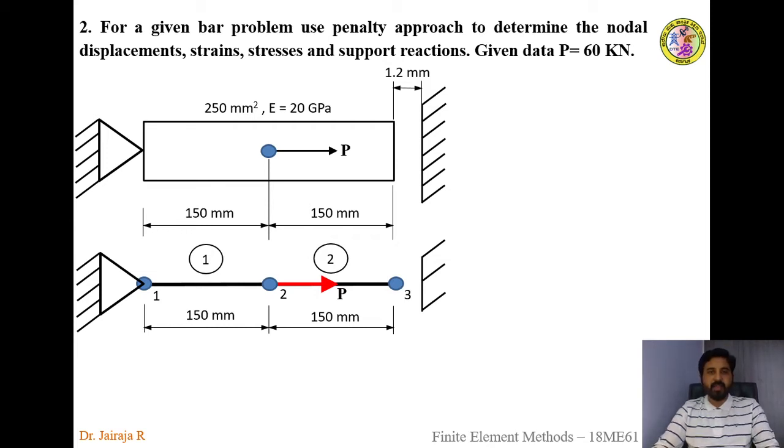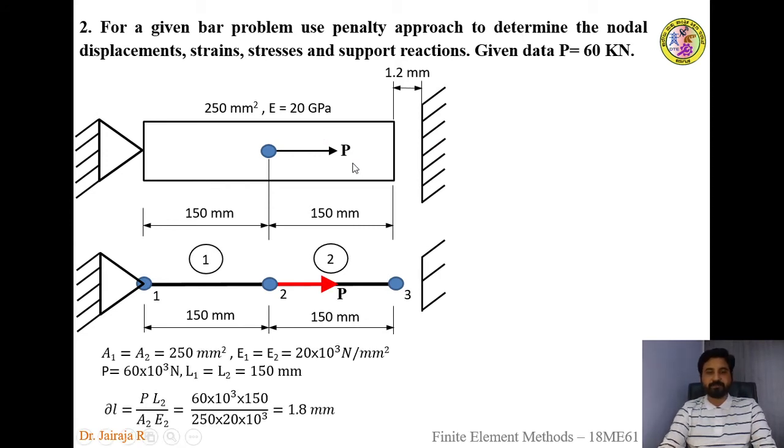First we need to find whether the tip of the bar is going to touch the wall or not. We know that the deflection delta L is equal to PL divided by AE. This is the equation to find the deflection of the bar. Here the load is applied at node 2, so delta L is equal to P into L2 divided by A2 E2.